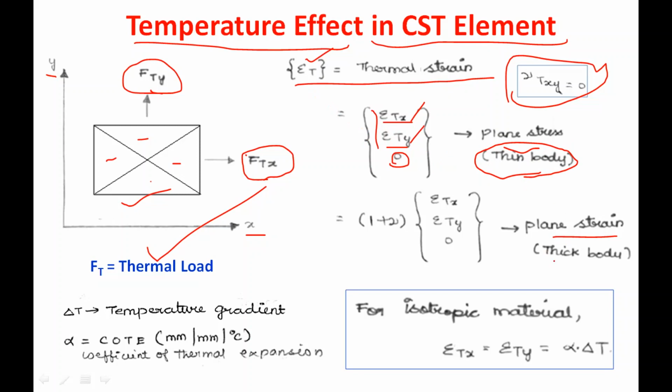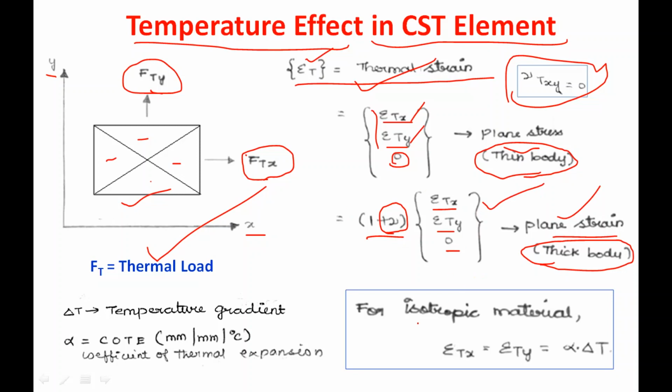But in case of plane strain condition, the thickness of the body is very large. Because of the large thickness, we are considering the Poisson effect also in the thermal strain. So for plane strain condition, we have to use 1 plus nu multiplied by epsilon Tx, epsilon Ty, 0. For plane stress, we have only epsilon Tx and epsilon Ty. For plane strain condition, we have 1 plus nu multiplied by this epsilon Tx, epsilon Ty, 0 matrix. This is the thermal strain matrix.